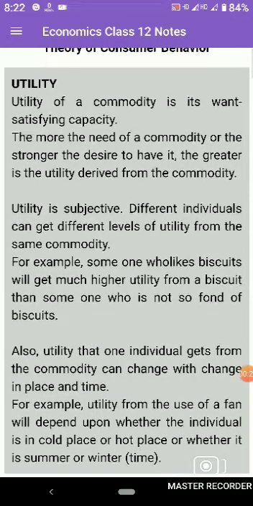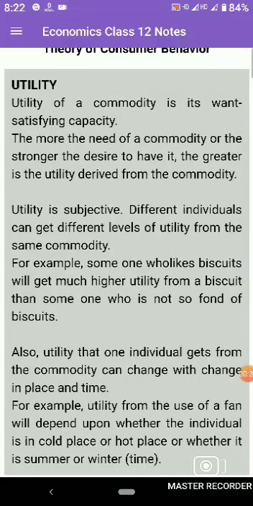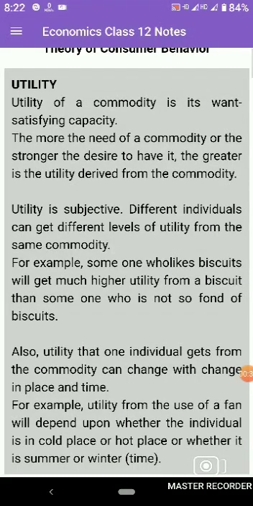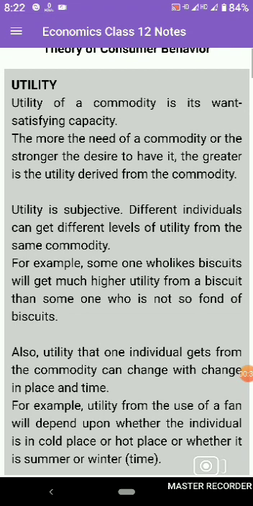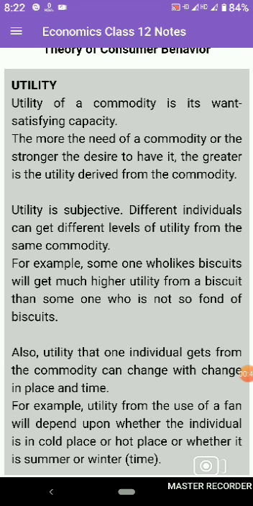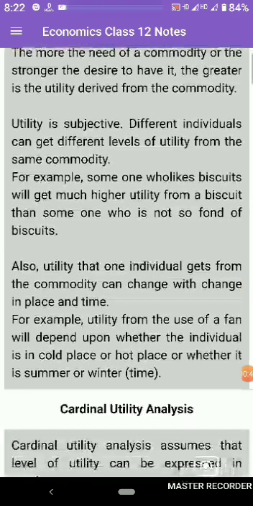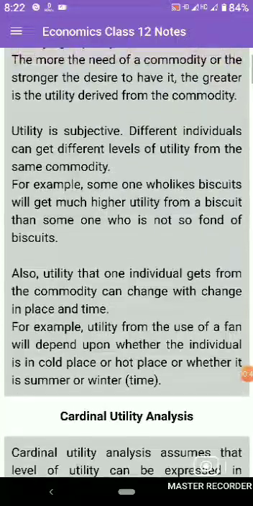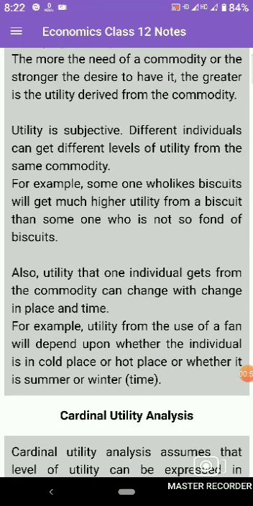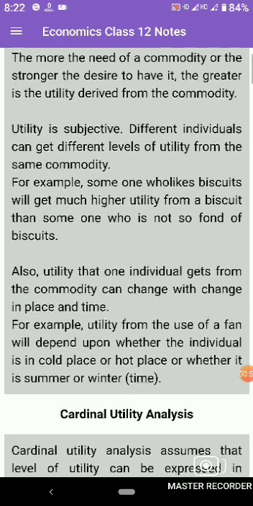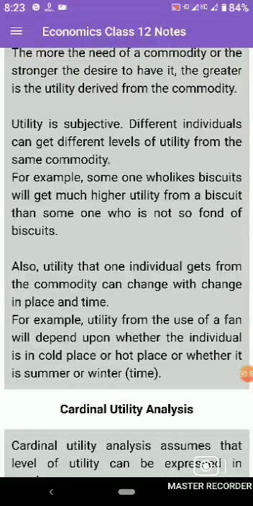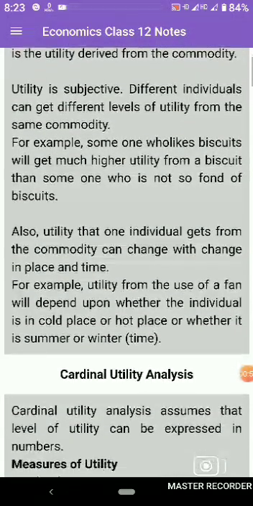Utility is subjective. Different individuals can get different levels of utility from the same commodity. For example, someone who likes biscuits will get much higher utility from a biscuit than someone who is not so fond of biscuits. Also, the utility that one individual gets from a commodity can change with place and time. For example, utility from the use of a fan will depend upon whether the individual is in a cold place or a hot place, whether it is summer or winter time.